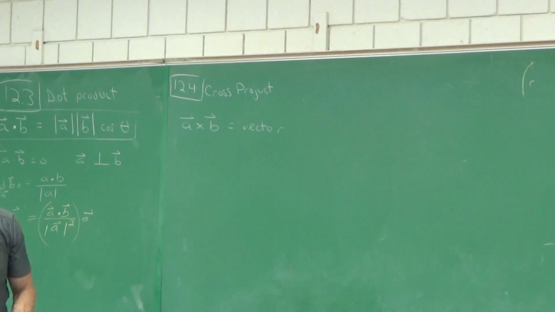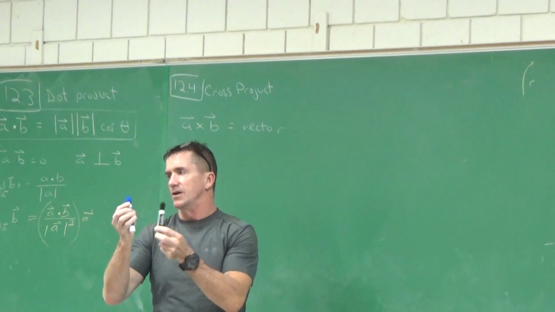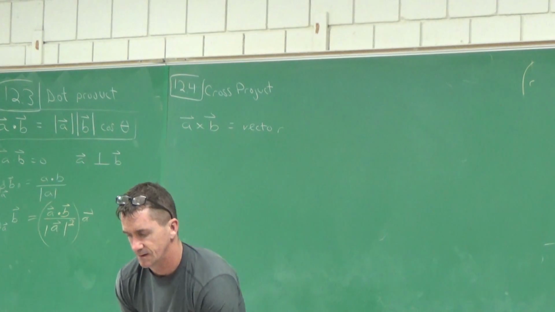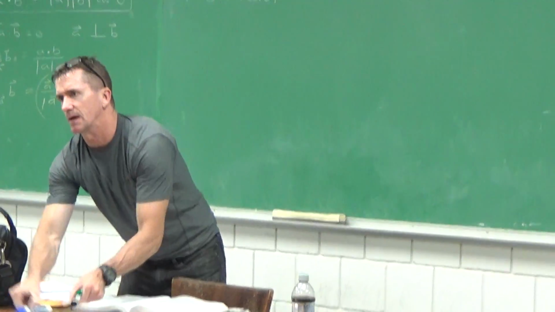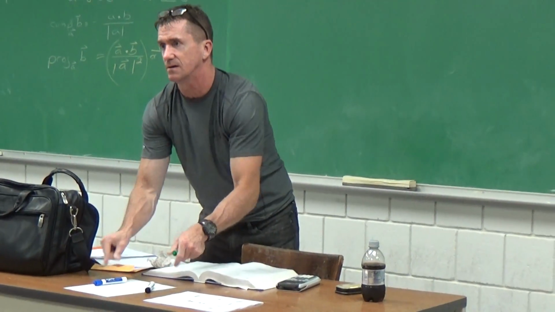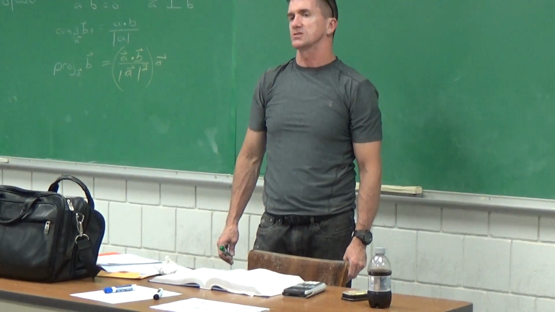Let me just use some markers with some little tips on here. So here's two vectors in this plane right here. That's vector A, that's vector B. I put them near each other, but they could be apart like this. They could be different here. So in this plane, where is vector A cross B?